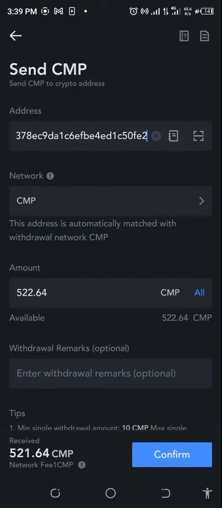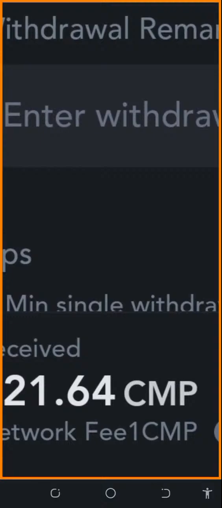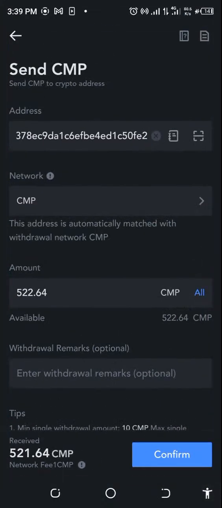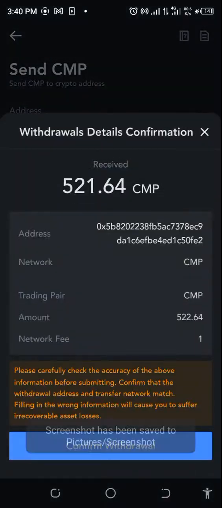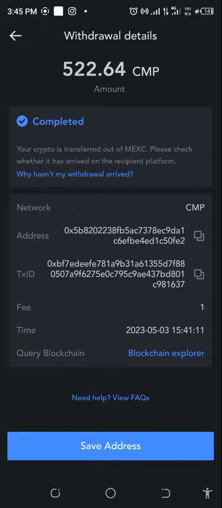So you can see that it's removing one CMP. Okay, so that's what it is. Let's go ahead and do this very quickly. One to go. All right, so we have confirm withdrawal. Okay, I'll be back after my verifications. All right, so it says that the withdrawal is completed of 522.64 CMP. All right, let's see how long this is going to take.